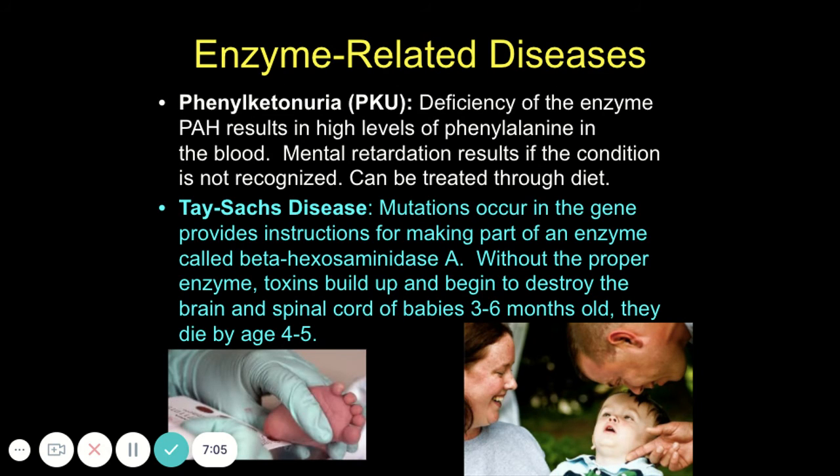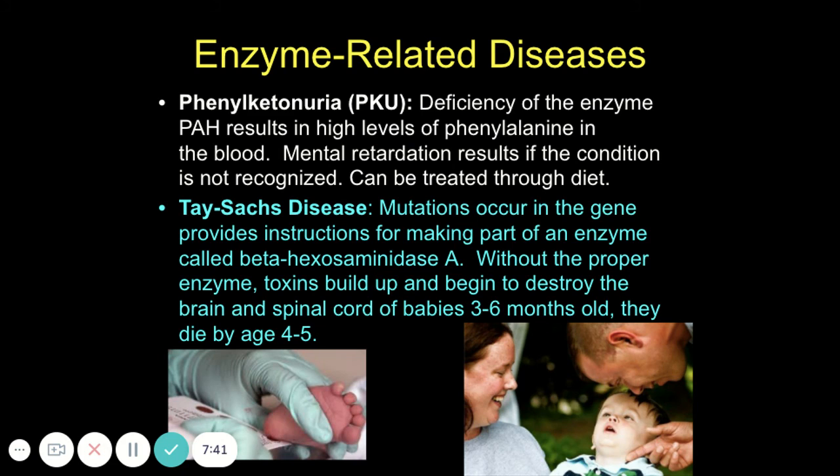There are other enzyme-related diseases besides lactose intolerance that could be even more serious. One example would be PKU, and if you have PKU, then you are lacking an enzyme that helps break down a toxin that can build up in your blood that comes from your diet, and it could lead to mental retardation if you don't change your diet. And so every baby is tested for PKU at birth. And if the baby has PKU, they'll be put on a special diet for the rest of their life.